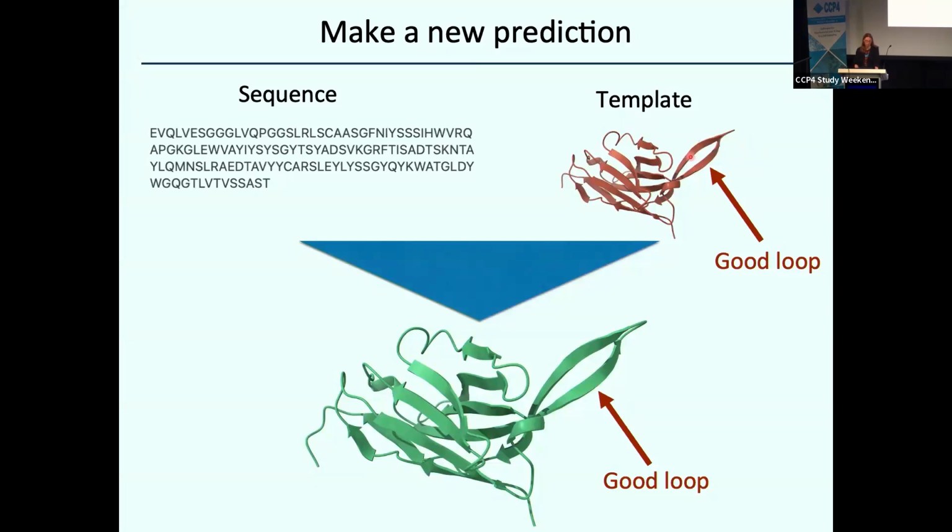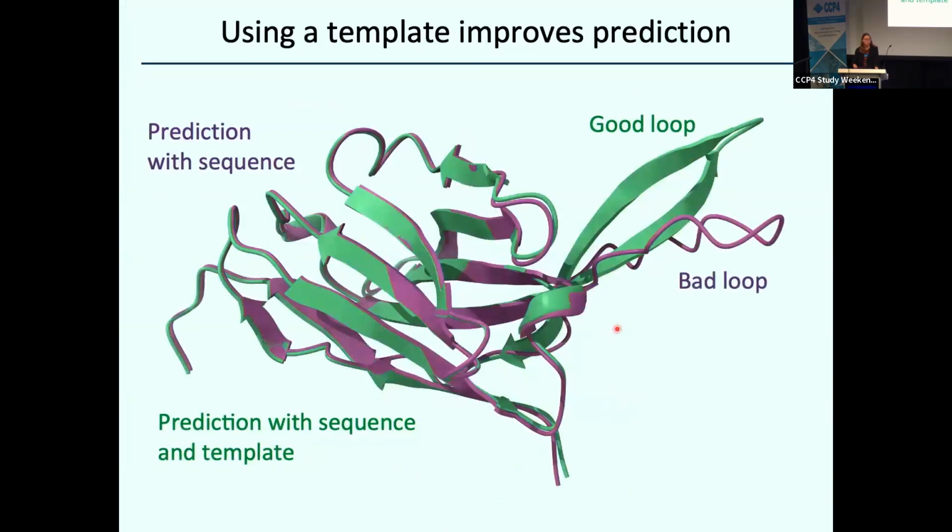has the good loop. And what comes out of this round of AlphaFold is a new prediction where the loop is now better than in our initial prediction. We end up with the same good loop. So here's a superposition of the first prediction where we just used the sequence in violet. So you can see here that bad loop pointing to the right. And in green is the prediction where we use the sequence and the rebuilt model as a template. So this will end up with a good loop.